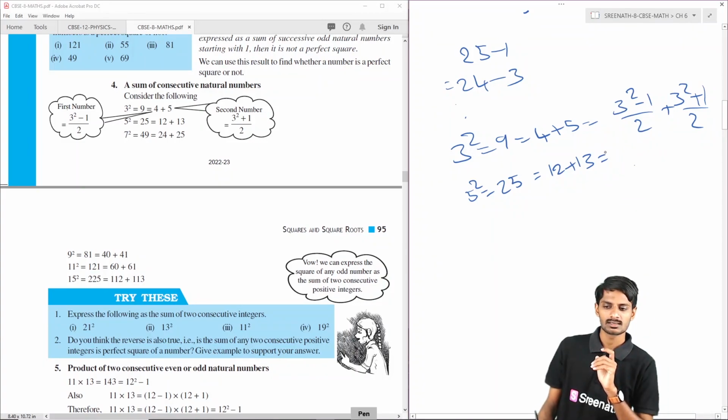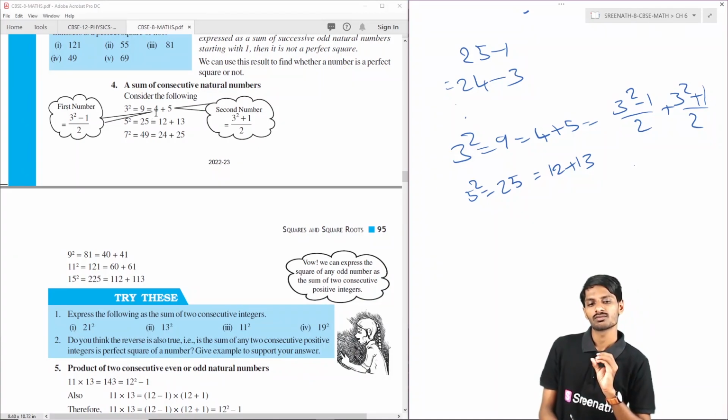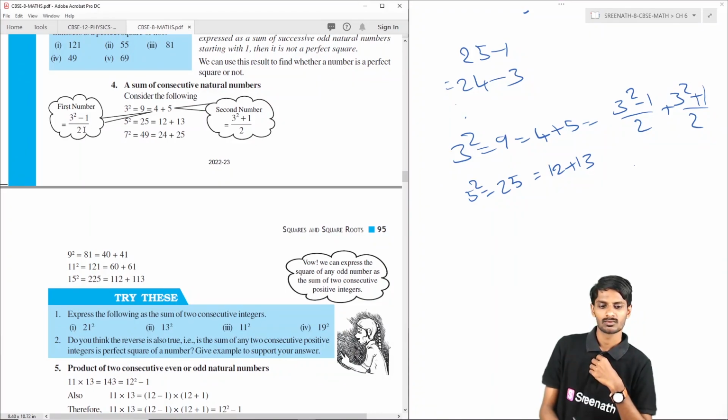So how to write this? See here, 3 square is equal to 9, and you can write it as 4 plus 1, 5, and 5 can be written as what? 4, and 4 can be written as (3 square minus 1) by 2. Like that, you will get 9 minus 1, it is 8 by 2, 4.